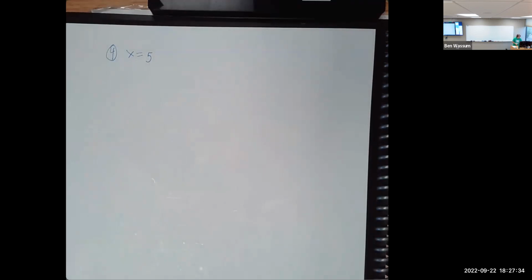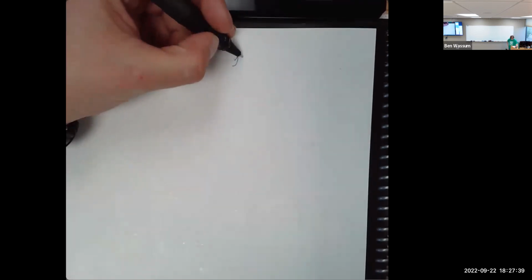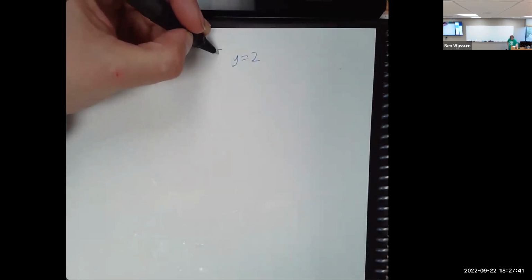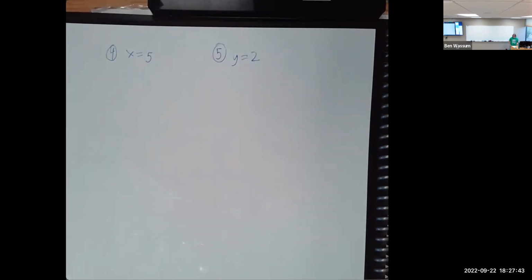So we have two more of these examples, and these are largely just to show you something new. For number four, we have x equals 5. And for number 5, we have y equals 2. Given the unique nature of these guys, I'm going to do them both at once, so you can see what's happening with an x equals and a y equals.